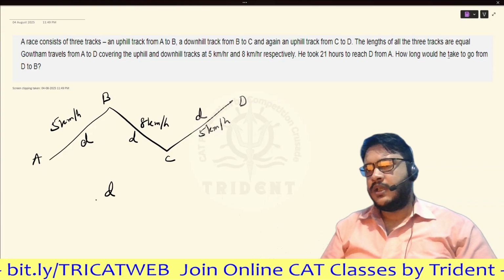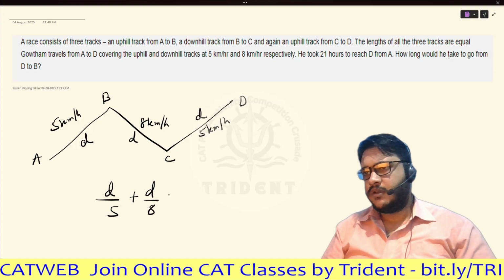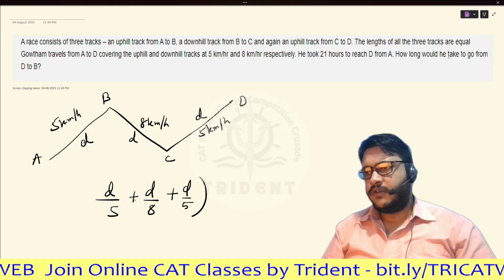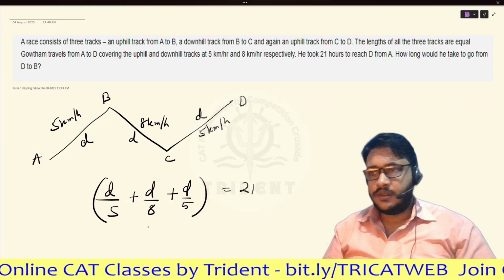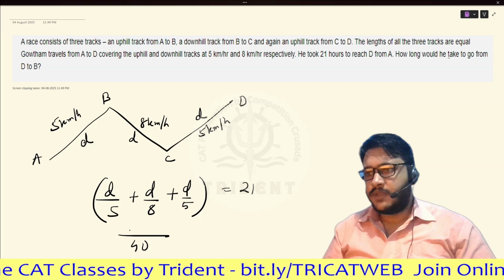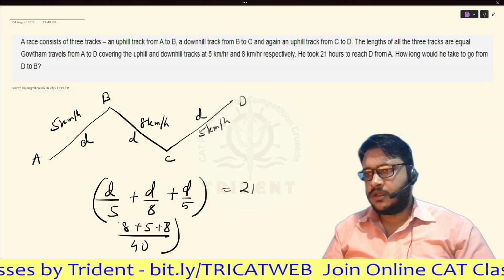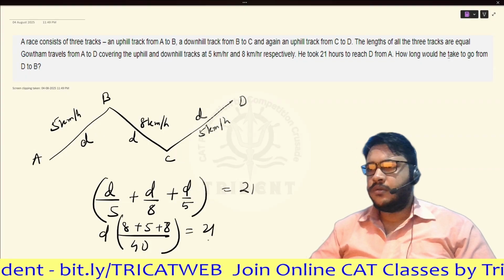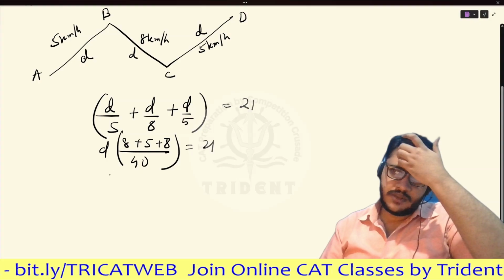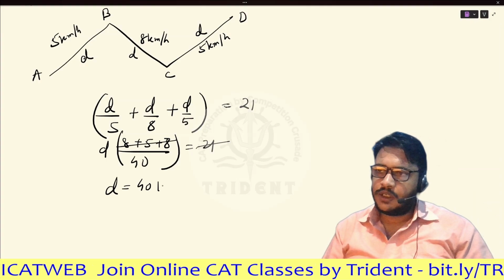That means I can directly write D by 5, D by 8, D by 5 is equal to 21. That means if I take 40 as my LCM, this will be 8 plus 5 plus 8 is equal to 21. Now, 8 plus 8 is 16 plus 5 is 21. So I can actually get rid of this and this. D comes out as 40 kilometers.